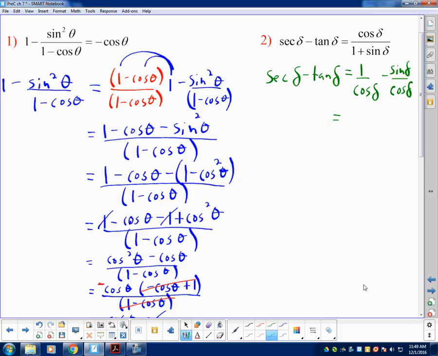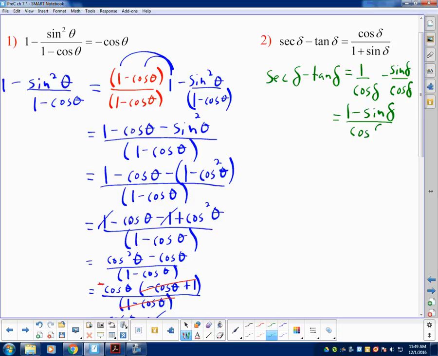Now, what we're going to find here is that we've introduced some fractions. This wasn't terribly helpful. We probably could have started with either side. We're going to have to do the same little algebraic technique that I'm going to show you next. Secant is defined to be 1 over cosine. So I have 1 minus sine delta over cosine of delta.